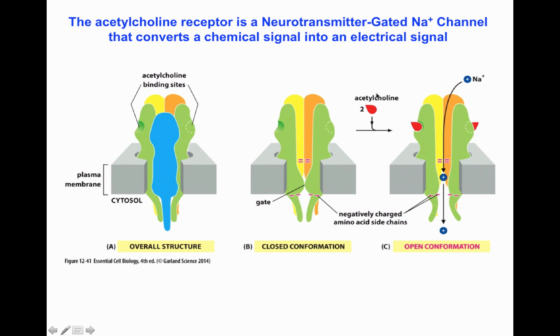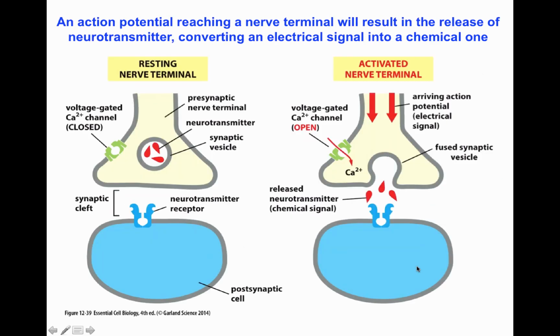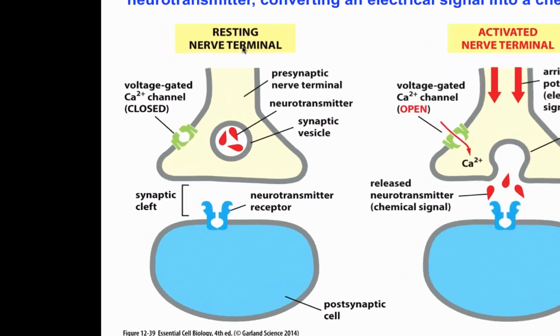But when the acetylcholine molecules, two of them, bind to the channel, they're going to induce a conformational change that is going to open the channel, allowing sodium ions to move inside the cell. And that is called the open configuration. So let's take a look at this combination of information from the neuron perspective and from the postsynaptic cell perspective.